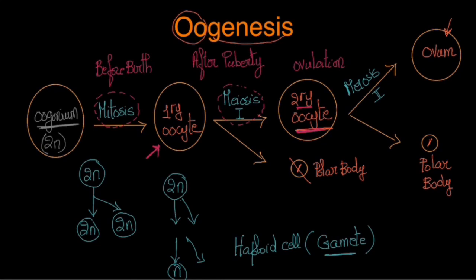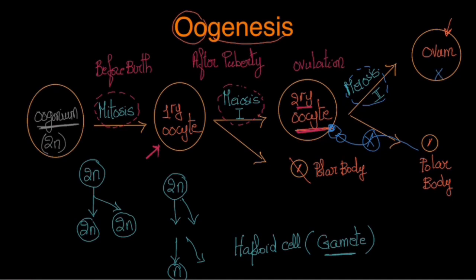Secondary oocyte will not complete meiosis 2 to become a mature ovum unless it gets fertilized or penetrated by sperm. So what triggers the secondary oocyte to complete meiosis 2 is the penetration of the sperm into the secondary oocyte. If no sperm is present this month, the secondary oocyte that was formed will pass through atresia and it will never become a mature ovum.